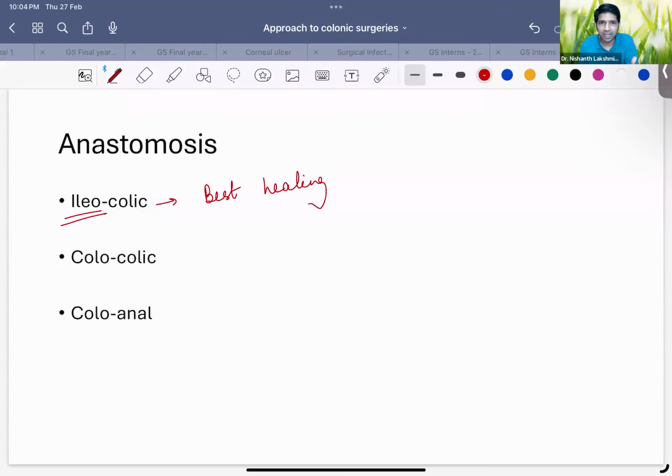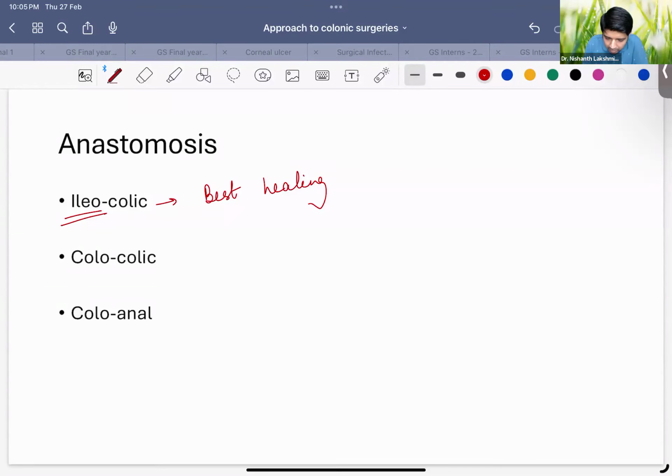Now, if you think back, with a hepatic flexure growth, why do you have to remove the entire ascending colon and ileum and do an extended right hemicolectomy? Why can't you just remove a segment of the colon and do a colocolic anastomosis? This is the reason. It is better to take out the IC junction, get an ileum, anastomose it to the transverse colon, and it heals better that way.